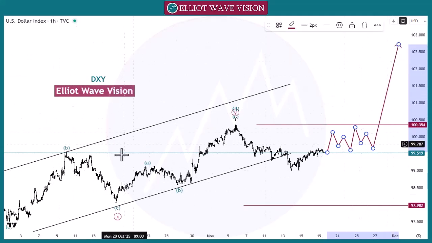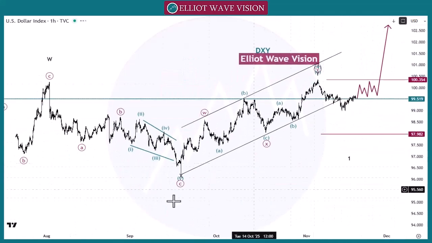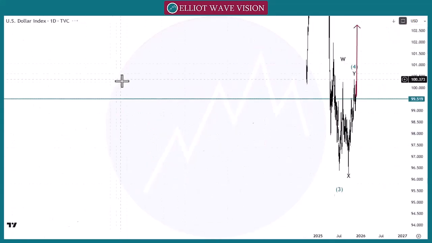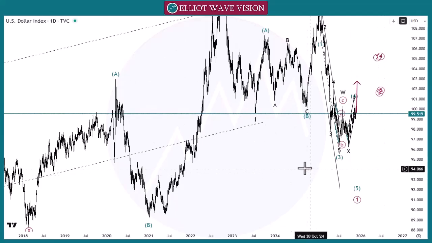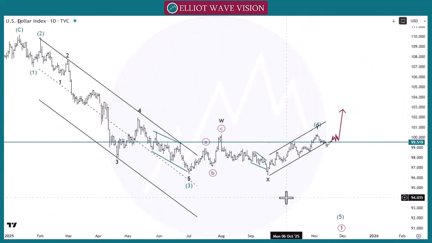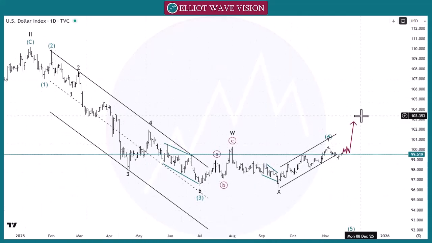Then we call this whole move a corrective wave 2. Then we shift our count. This is wave 1. Then we call this move 1, A, B, and C wave 2.